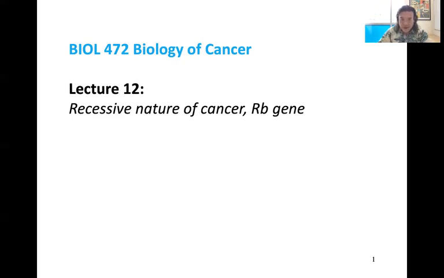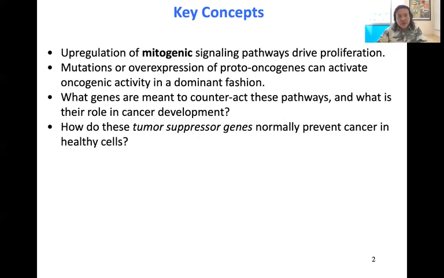We'll take a look at the recessive nature of the cancer phenotype and look at another very important example of a tumor suppressor gene, the RB gene. Right? So let's get back on the same page here.